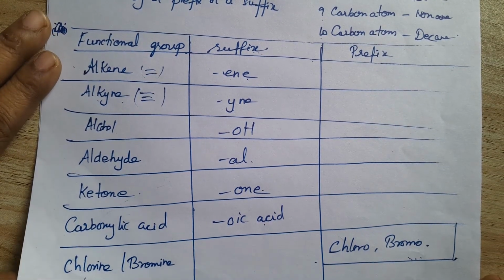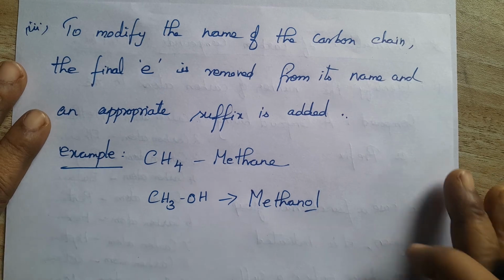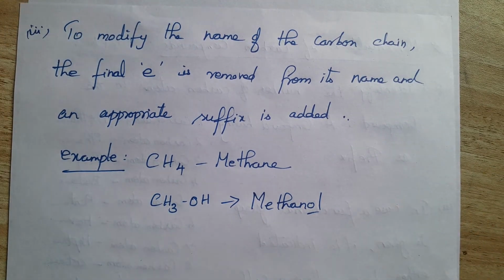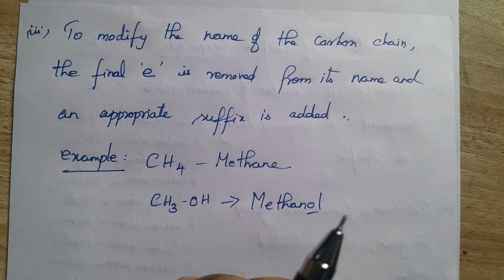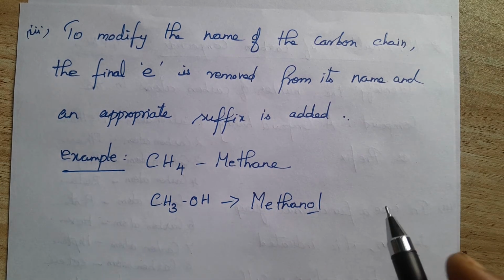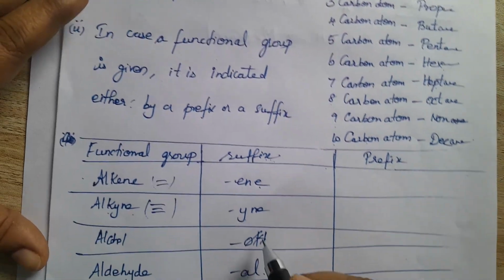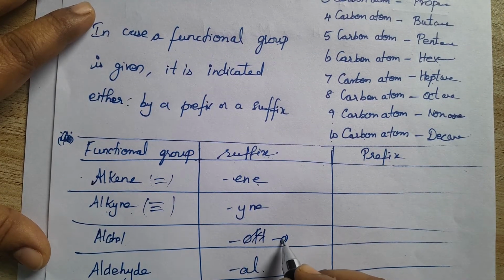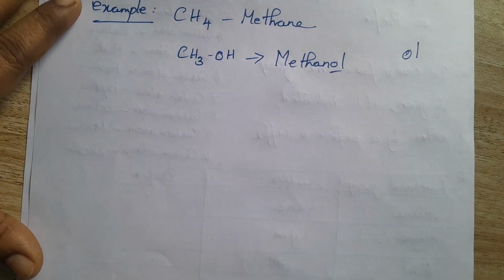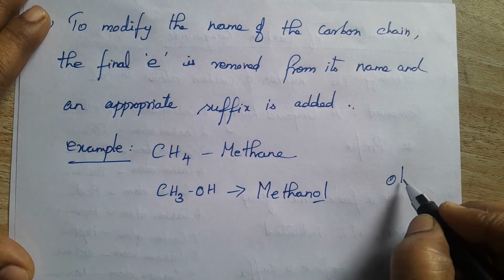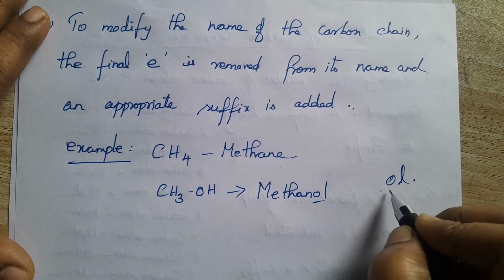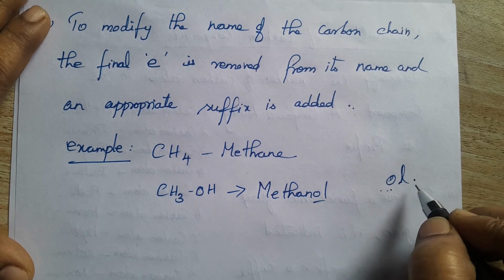And the last thing is to modify the name of the carbon chain. So we said we are going to add the functional group to it. For example, alcohol means we are going to add OL. We are going to add OL if the functional group is alcohol, and we are going to name it that way.